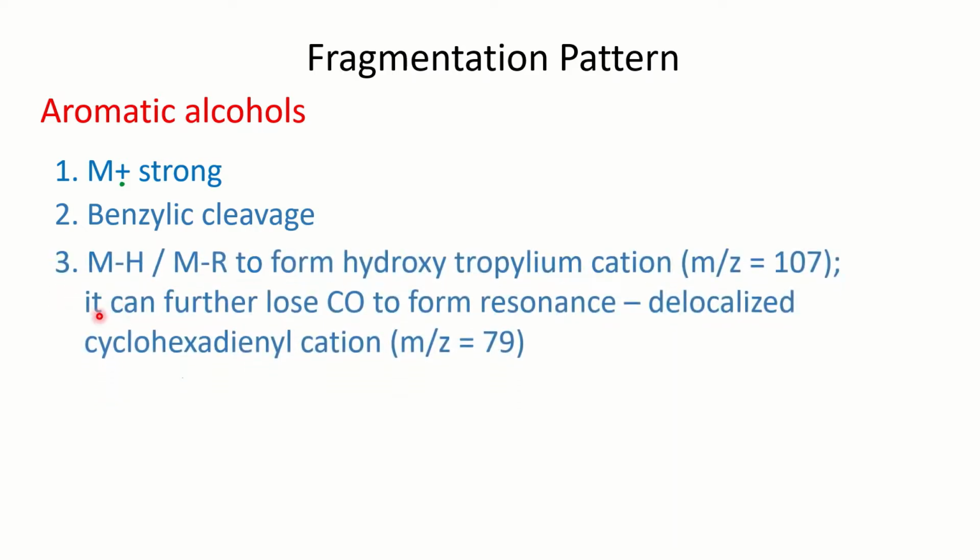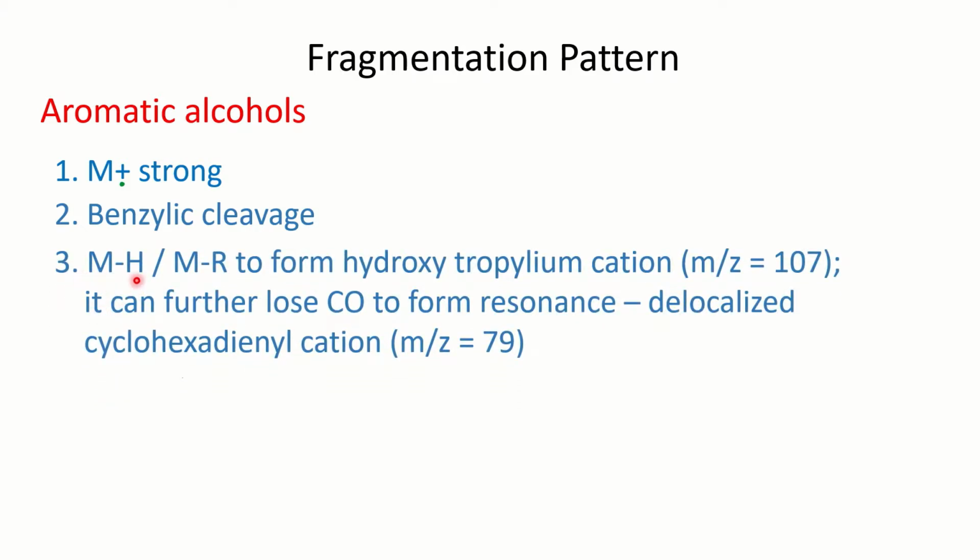Now we will see the fragmentation pattern for aromatic alcohols, as our topic is alcohols today. So here normally for aromatic compounds, you will get the molecular ion peak strong. So you can clearly distinguish between aliphatic and aromatic. Aliphatic compounds give weak molecular ion peak, while aromatic compounds give strong molecular ion peak. Here for aromatic compounds, we will get the benzylic cleavage if the benzylic group is present there.